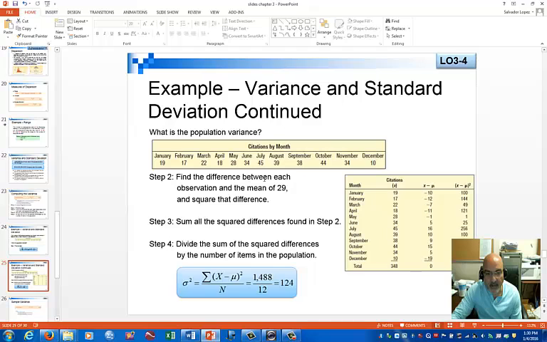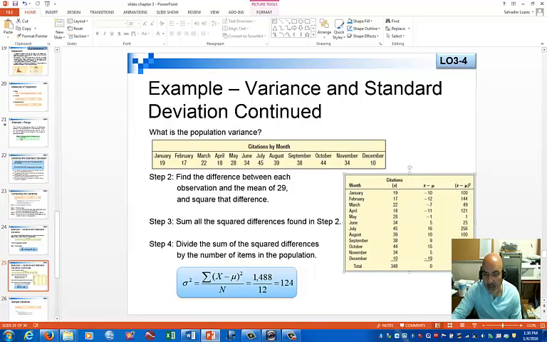Second step, find the difference between each observation and the mean of 29 and square that difference. You can see here on the right hand side: 19 minus 29 equals minus 10. 17 minus 29 equals minus 12. 22 minus 29 equals minus 7. Then in step 3, you square these differences. Minus 10 squared is 100, minus 12 squared is 144, minus 7 squared, 49, etc. Notice how these numbers, since they are being squared, are all positive.